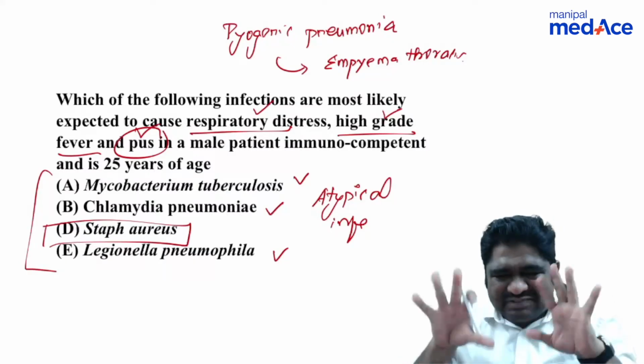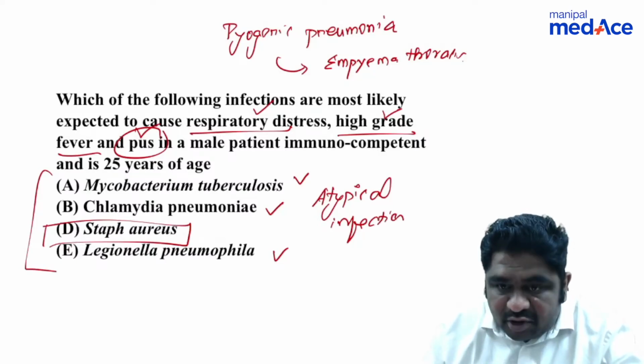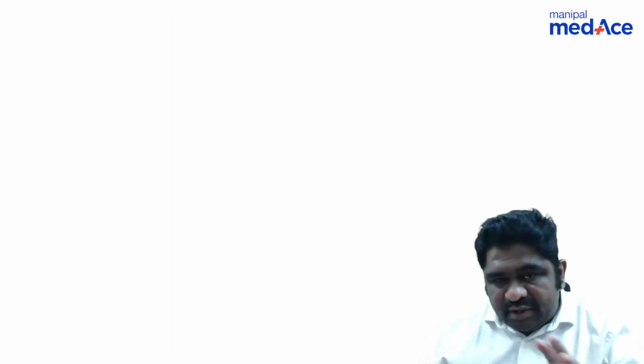What does it mean? It's very confusing, is what many brains will be thinking in the exam hall whenever I speak about typical or atypical. Purulent, pus, staph infection. Yes, that is what I'm saying. Correct. Now, let me tell you a very simple thing.